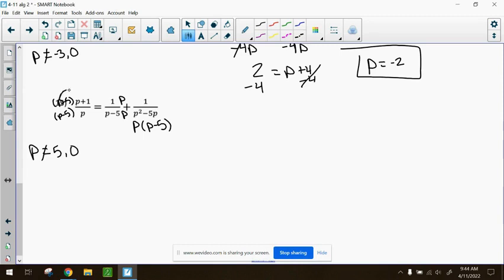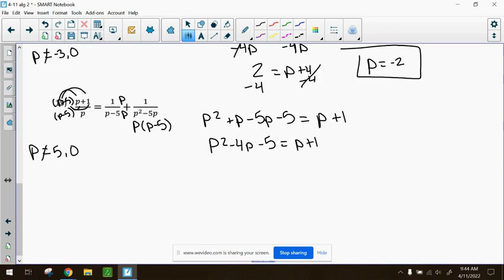And then we're going to see that we FOIL in the numerator. So p squared plus p minus 5p minus 5 equals p plus 1. And now we're going to combine like terms on the left before we do anything else. We're going to make this p squared minus 4p minus 5 equals p plus 1. Now for this one, we're going to end up factoring it to solve because we have this p squared and p term where the p squareds aren't going to cancel. This is going to be trinomial. This one will be a very, very good example of what you're going to see on your test tomorrow.